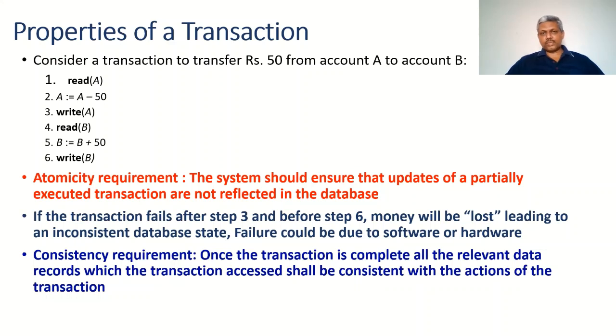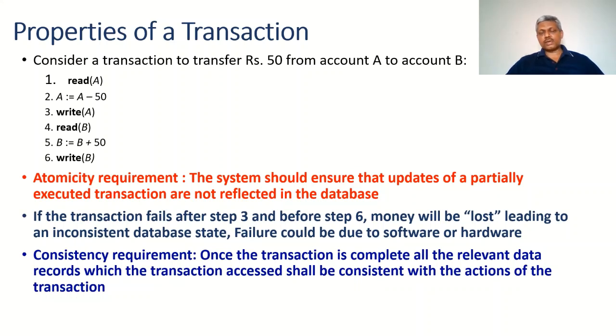For example, in this case, there are 6 steps in the transaction of transferring an amount of 50 rupees from A to B. If all the 6 steps are complete and the transaction has stopped its action, committed its action, then we say that the transaction has taken place. That means the transaction is atomic.